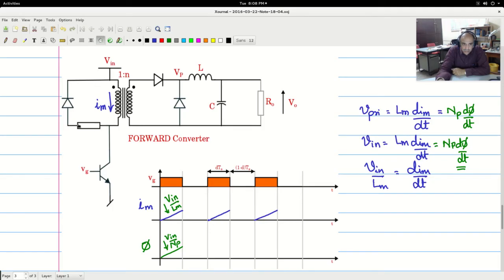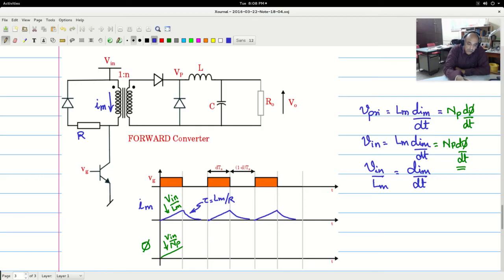Once it drives the current, this is acting now like a generator. With the L by R time constant, it will fall exponentially. So the magnetizing current will start falling exponentially like this. If this is R and Lm is the magnetizing inductance, the time constant tau is equal to Lm by R.